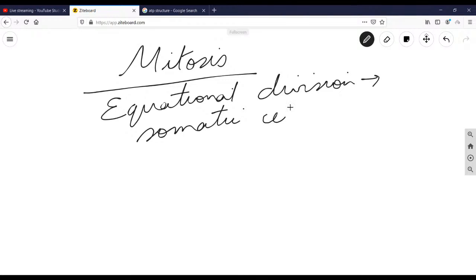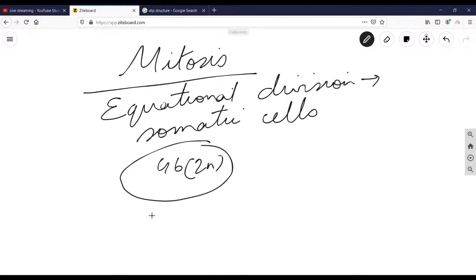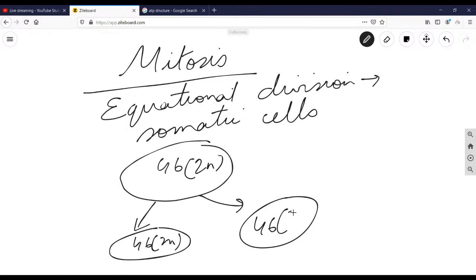So it only happens in the somatic cells, like your intestinal cells, your skin cells, your hair follicular cells. Equational division. Why? Because the cells contain 46 chromosomes, means they are diploid in nature. So they'll form again two cells which are also diploid only. So equational division, number of chromosomes stays constant.